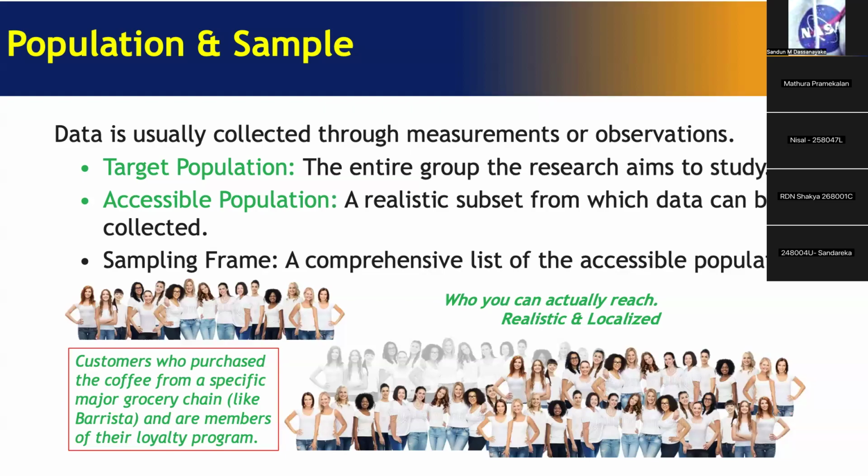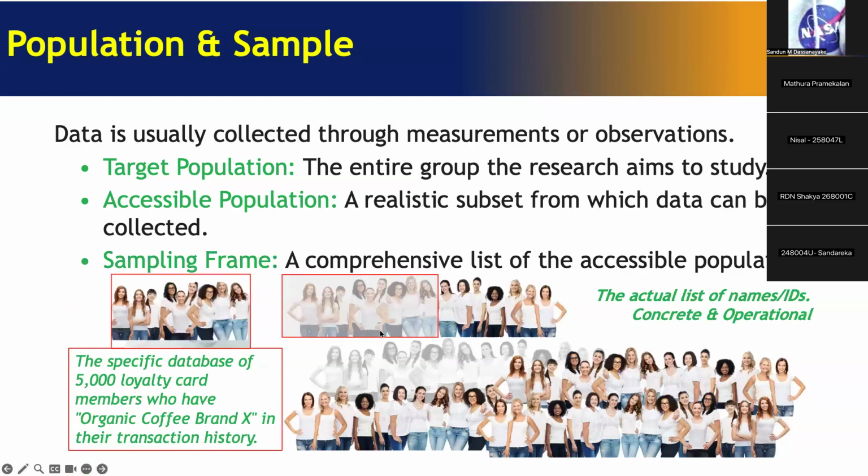We can collect data, right? So I have given you this little example: you have all the people in this population, but we have a particular set of people who are accessible. Then the sampling frame, a comprehensive list of the accessible population. So this is the accessible population, and then there's a comprehensive list of it, the frame from which you sample. The actual list of names, concrete and operational. So that's your sampling frame.